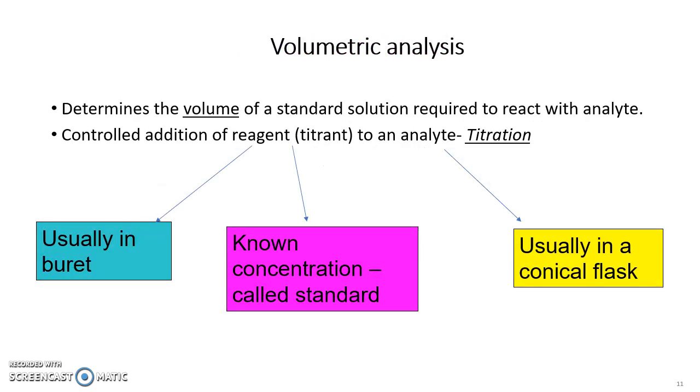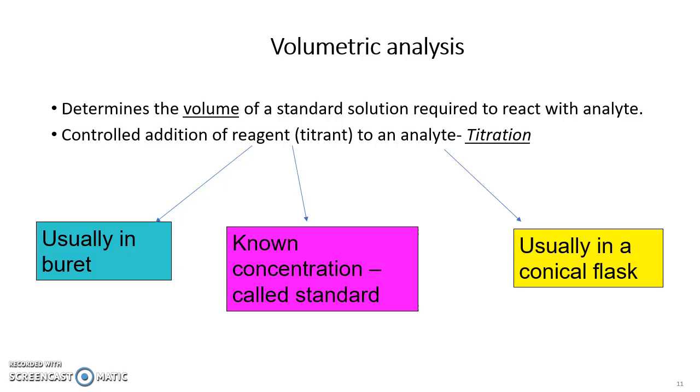Volumetric analysis is a quantitative analytical method which determines the volume of a standard solution which is required to react quantitatively with the analyte solution. Analyte solution is the solution whose concentration is to be determined. Titration is a process in which addition of standard reagent to an analyte solution takes place until the reaction between these two solutions is judged complete.